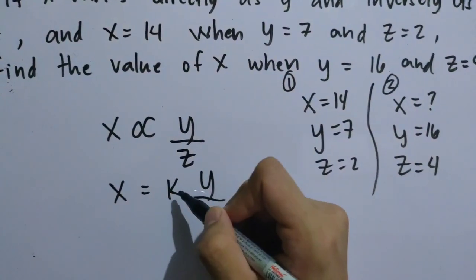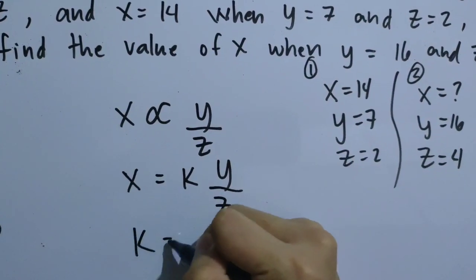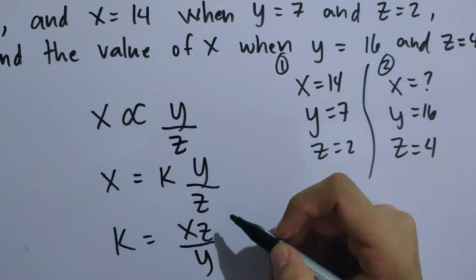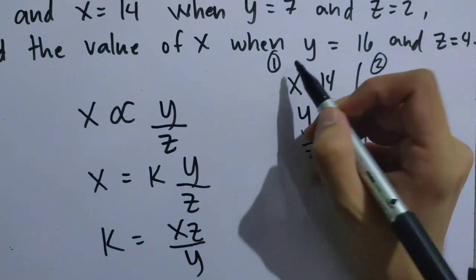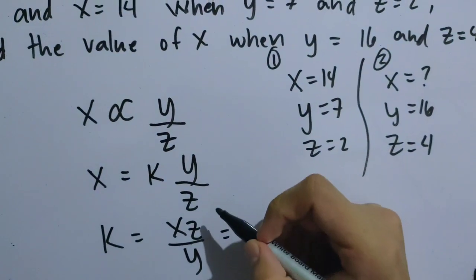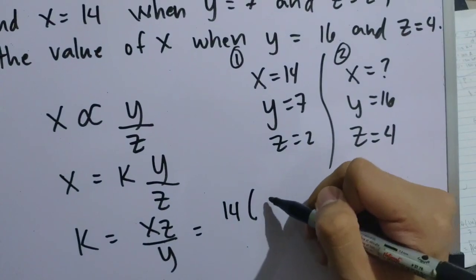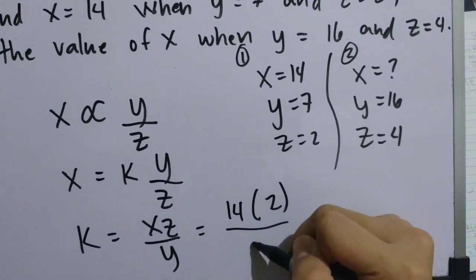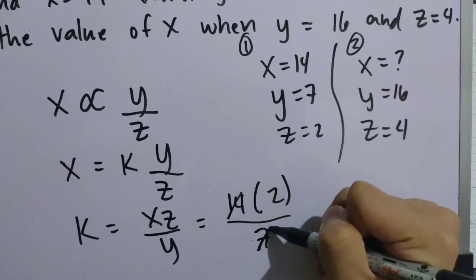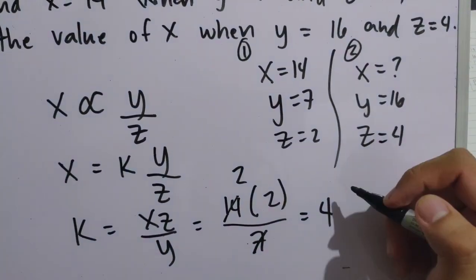So una, isolve muna natin yung value ng k. So i-isolate natin yung value ng k dito. K is equal to xz over y. So isolve natin yung value ng k using yung first condition kasi ito yung kompleto. So ang value ng k natin is equal to 14 times 2 over 7. So ito maka-cancel, magiging 2. So 2 times 2 is equal to 4. So ito yung value ng k natin.